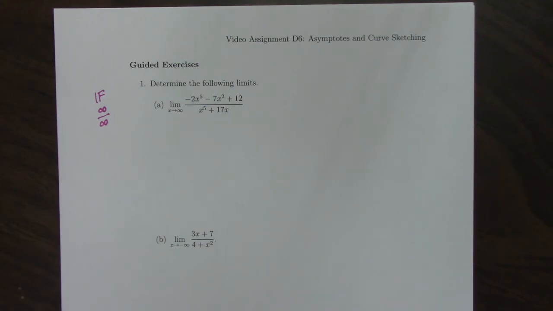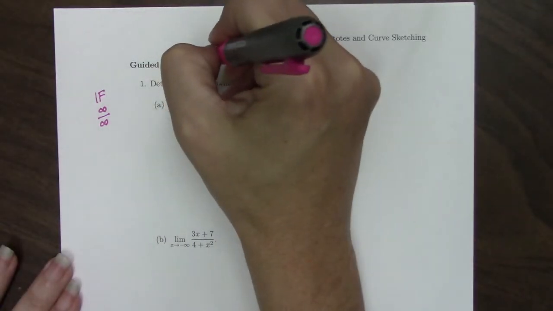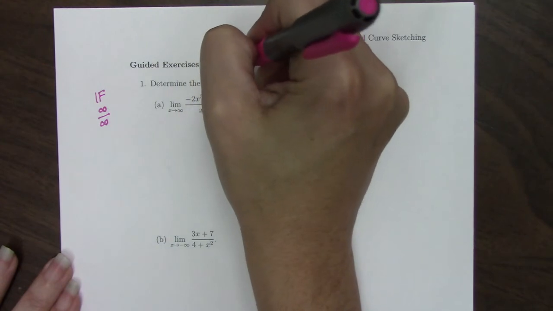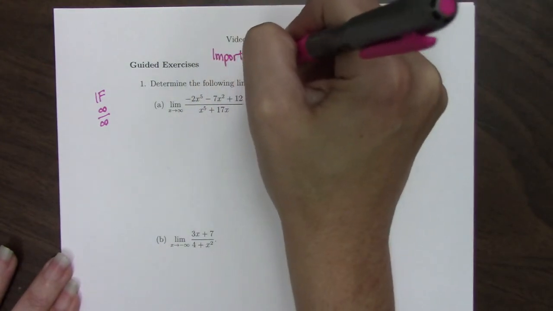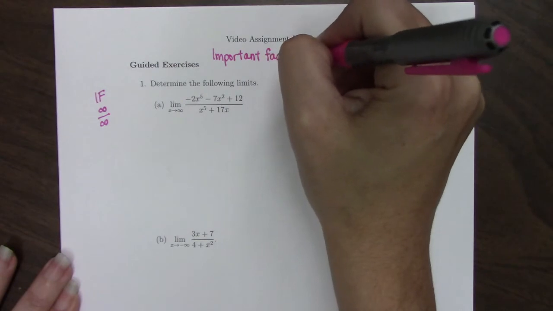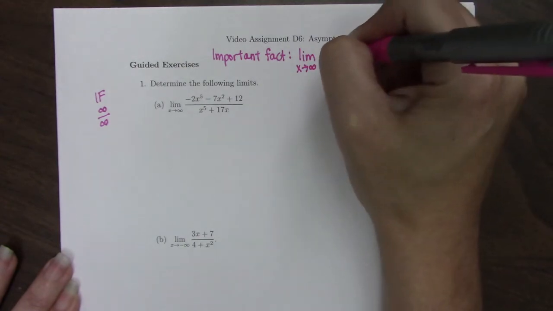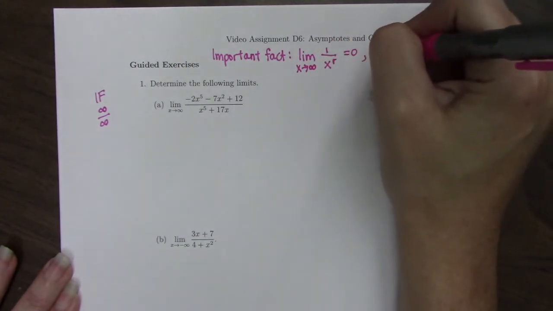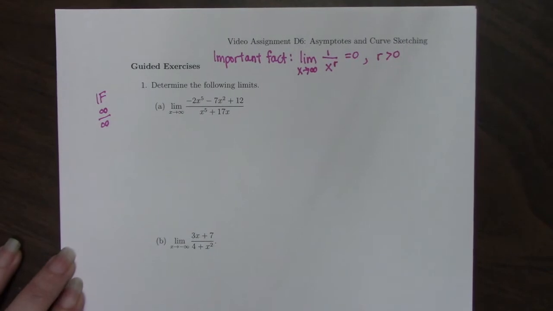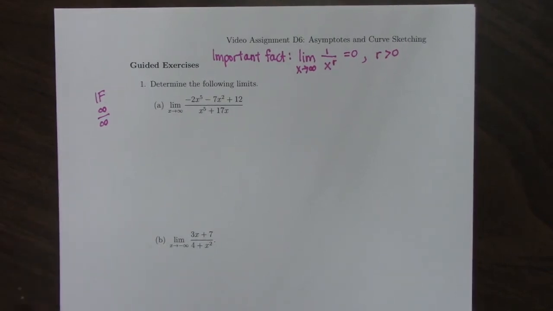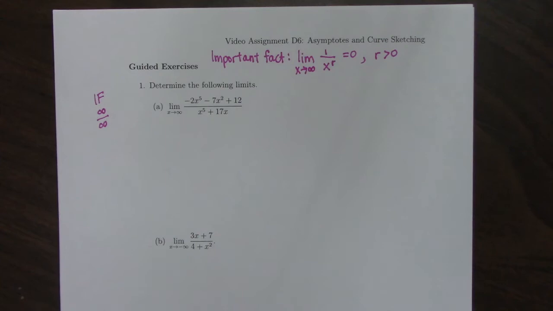What we're going to do is take advantage of our special limit we were given, our important fact. It was that the limit as x approaches positive infinity of 1 over x to the r equals 0 whenever r is positive. So the name of the game here is let's find some zeros. I don't have any fractions within this giant fraction, but I can actually create as many of these as I want to find.